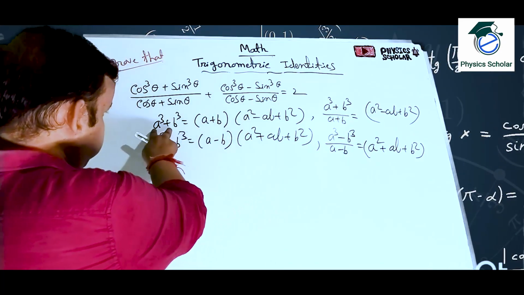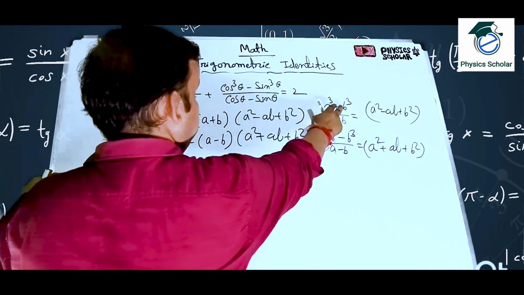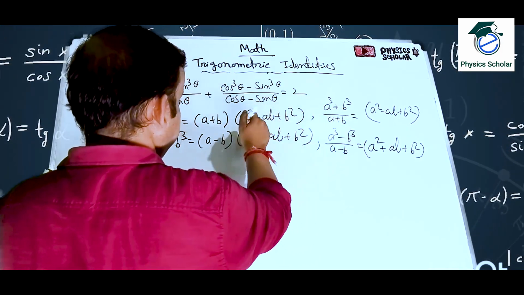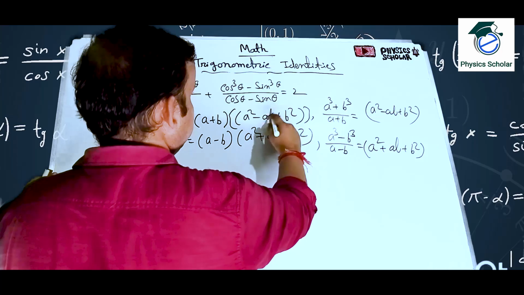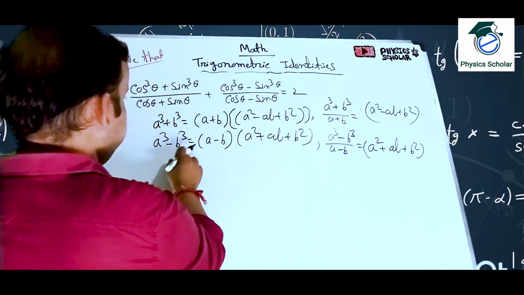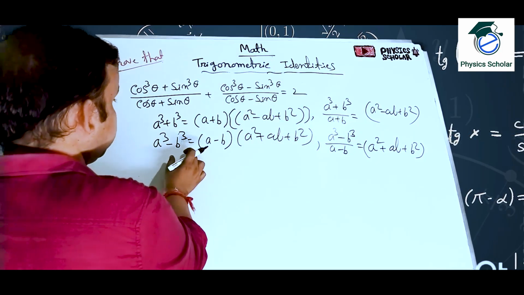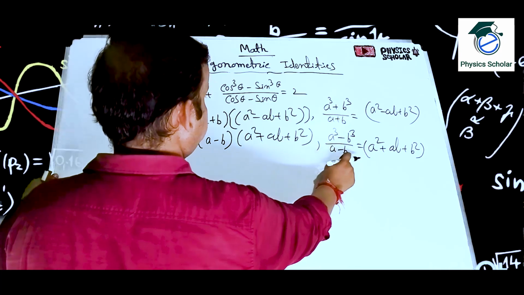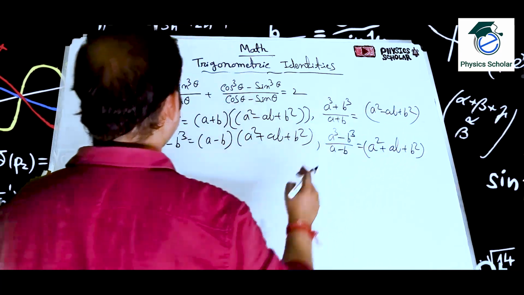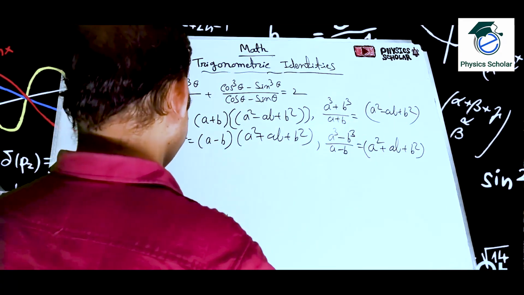So here we are taking this, so (a³ + b³)/(a + b). And what is left? This is left only: a² − ab + b². Similarly here, we are dividing, so (a³ − b³)/(a − b) is equal to what? a² + ab + b². So see, similar thing.